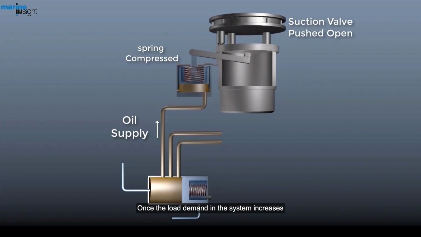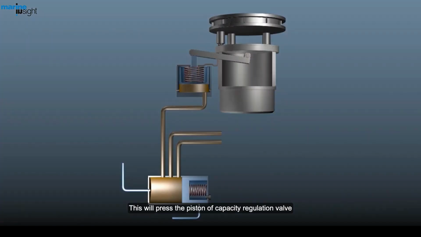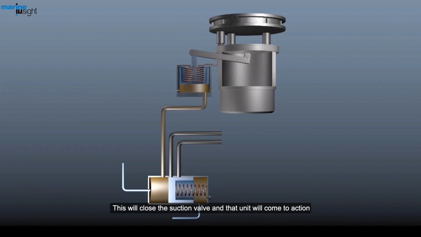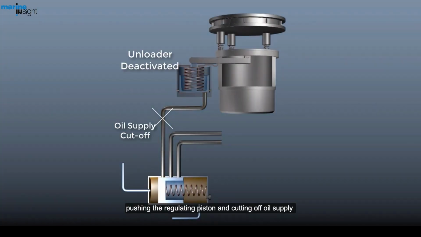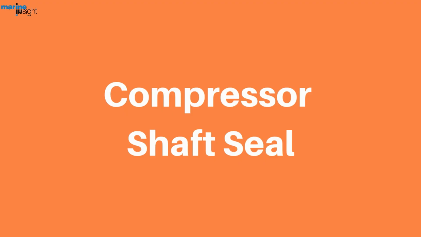Once the load demand in the system increases, the pressure in the crankcase will also increase. This will press the piston of the capacity regulation valve, cutting off oil supply and blocking the oil supply to the unloader unit. This will close the suction valve and that unit will come into action. If the demand is very high, the pressure in the crankcase will increase, pushing the regulating piston and cutting off oil supply to all unloader units. This will bring all the units into operation to cater to the load demand.